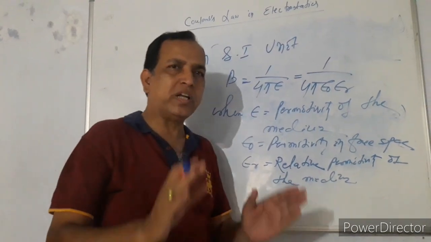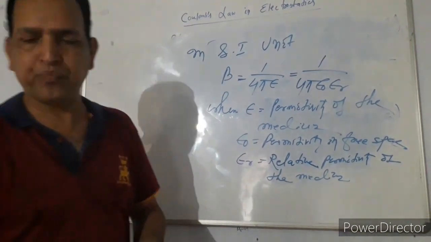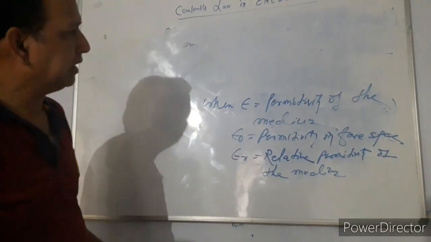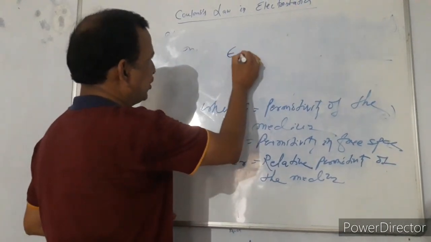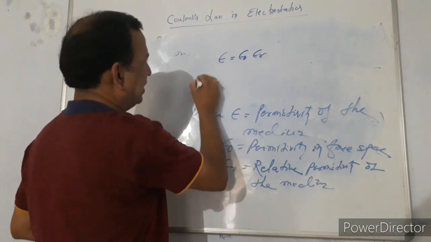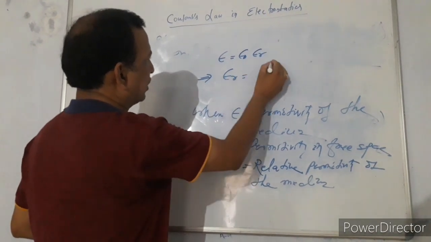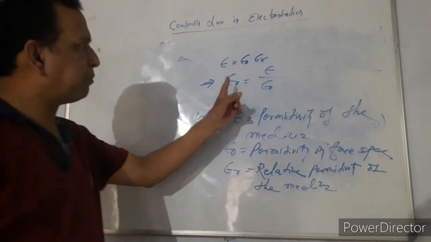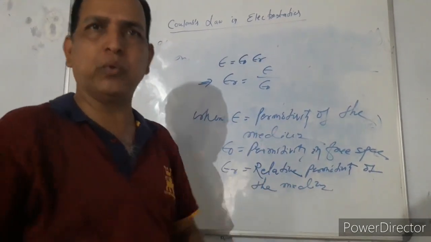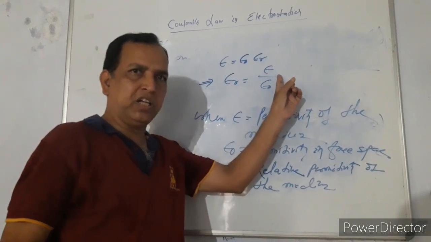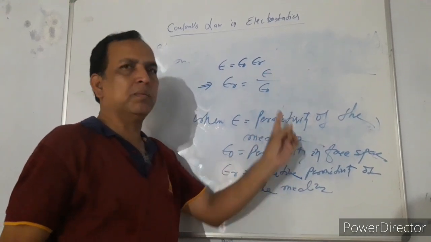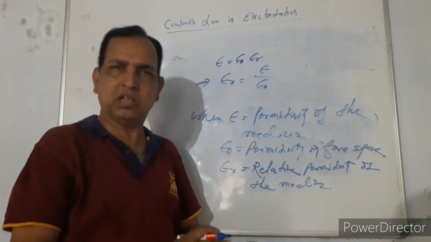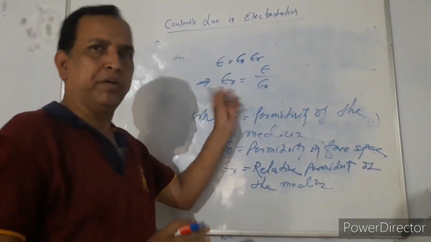Now, what is the relative permittivity of the medium? Epsilon is equal to epsilon naught epsilon r. That means epsilon r is equal to epsilon by epsilon naught. So the relative permittivity of the medium is the ratio between the permittivity of the medium to the permittivity in free space. Clear?